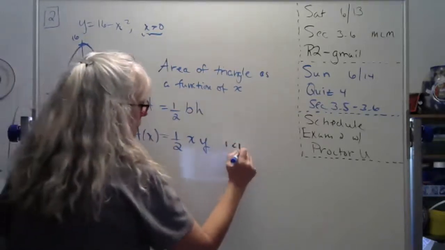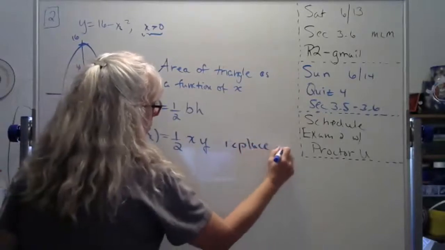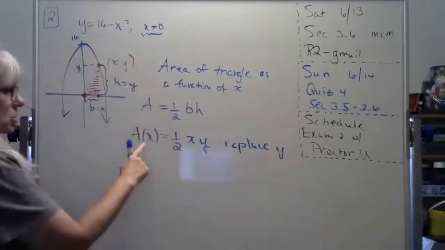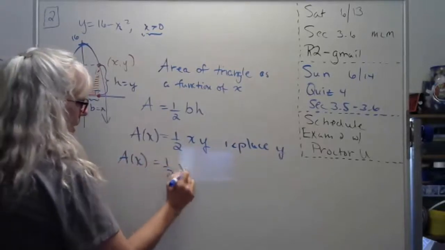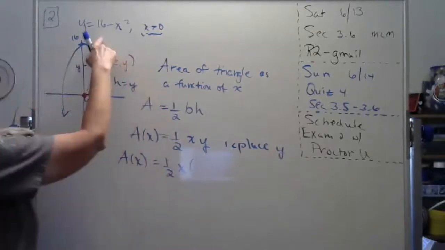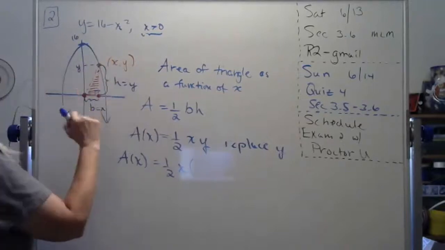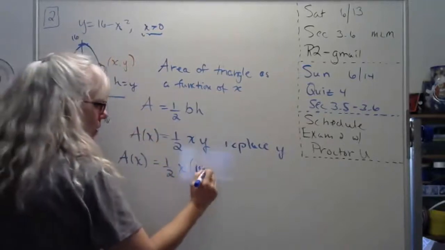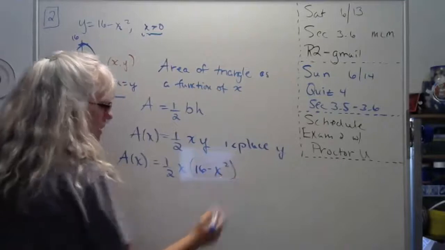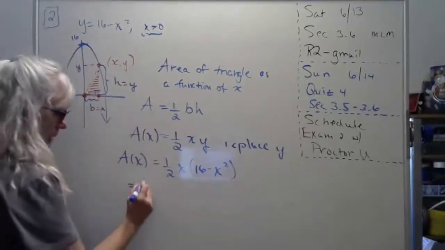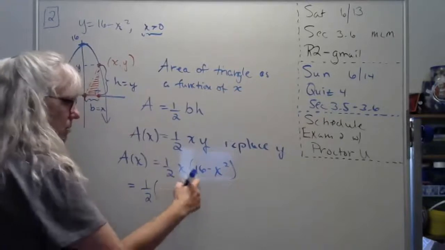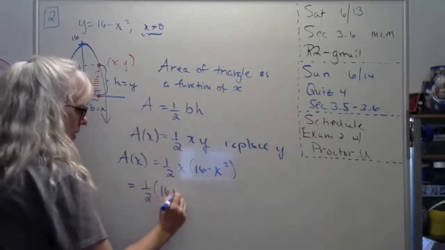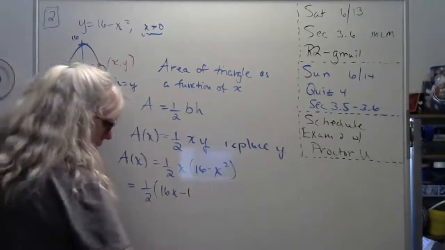Okay, so then all we have to do is replace y, because we have to have a function in terms of x only. So we have A of x is equal to 1/2 x, and in place of the y, we'll go back and pull out the fact that we know, because we're on the curve, that y is equal to 16 minus x squared. So I'm going to go ahead and clean it up, because the program wants you to clean it up. I'll distribute the x in first. That would be 16x minus x to the third.